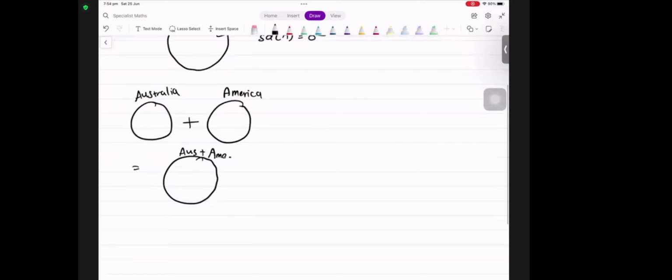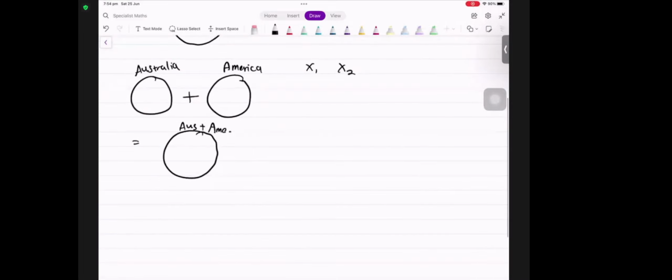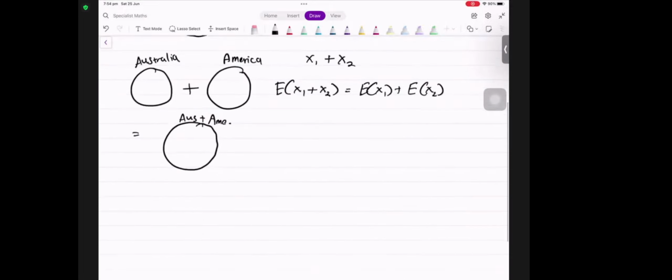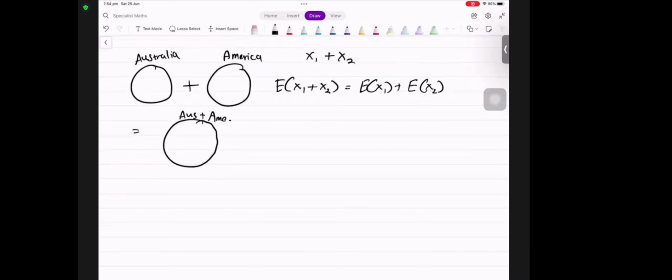So let's say you had two variables, x1 and x2, and we had the combination of the two. Well, the expected value of x1 plus x2 is the same as just E of x1 plus E of x2. And similarly, I can go this way.